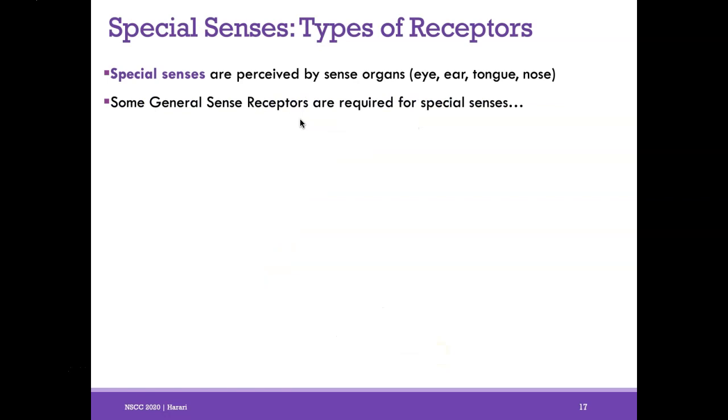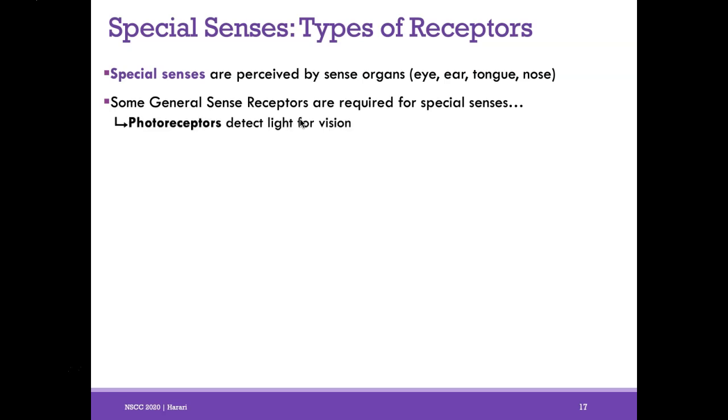So now we're going to move on to special senses that are all perceived by sense organs. So special senses are perceived by sense organs, meaning the eye, ear, nose, and tongue. So we do have some general sense receptors that are required for our special senses.